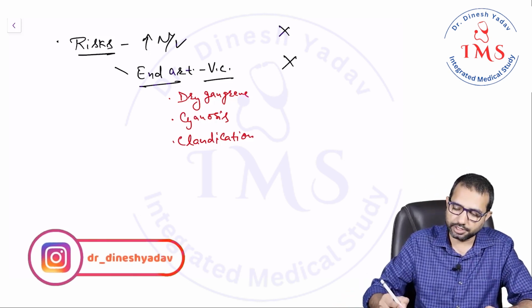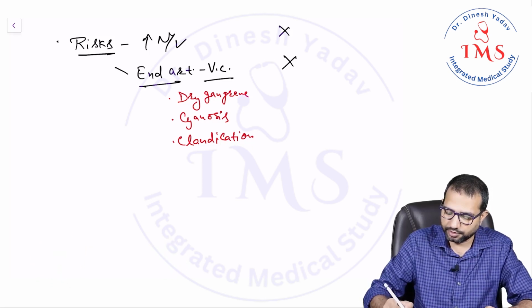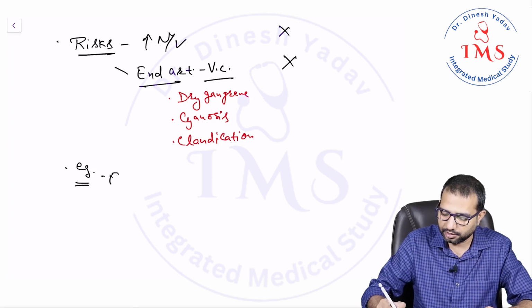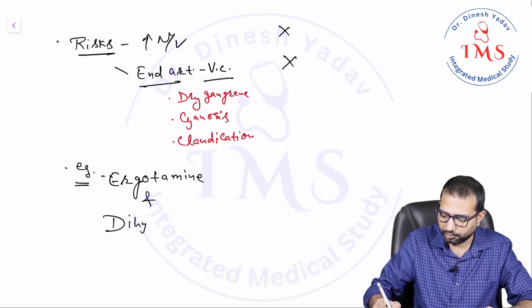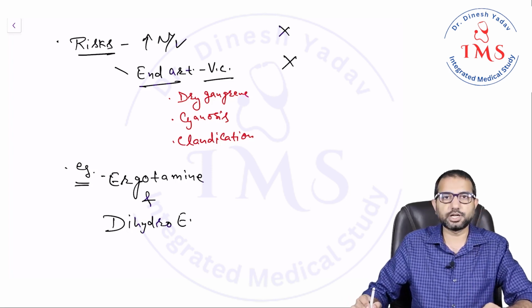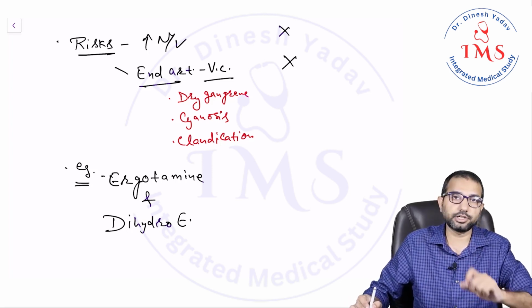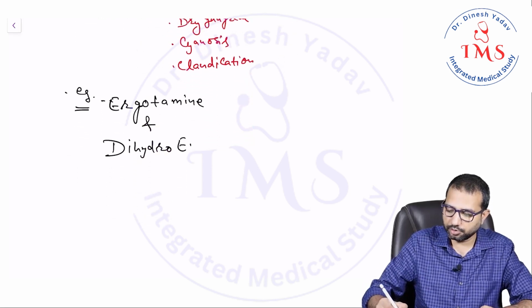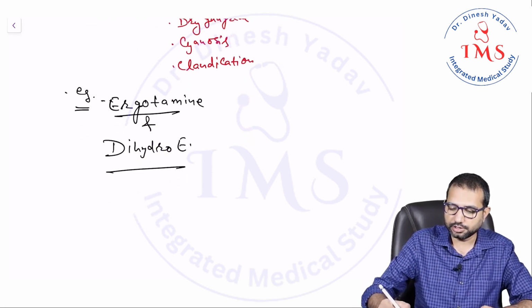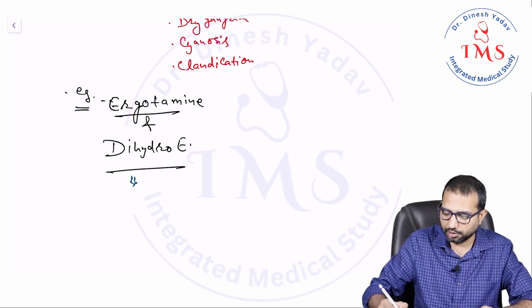So what are the ergots? What is the example? The examples we use for migraine are ergotamine and dihydroergotamine. These are the drugs which are used for migraine patients out of these.